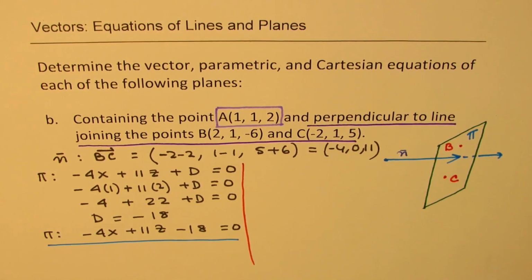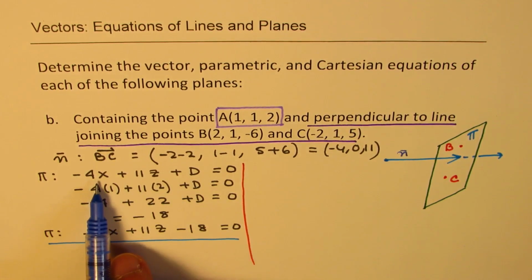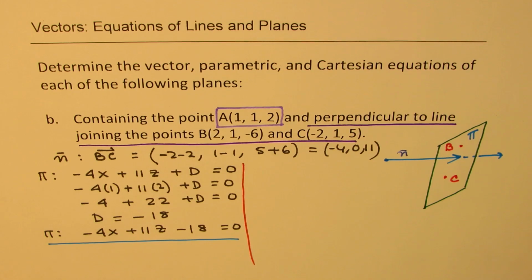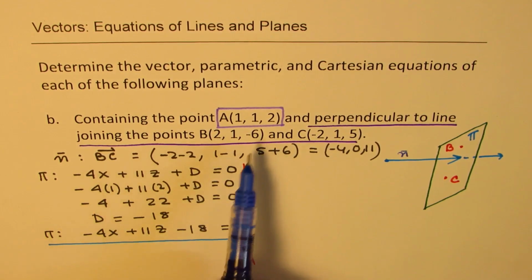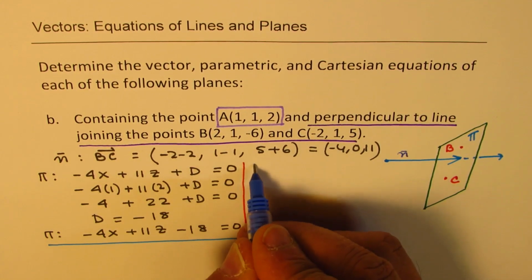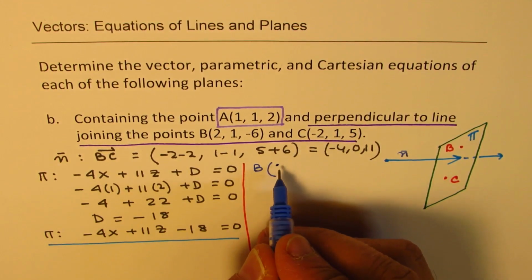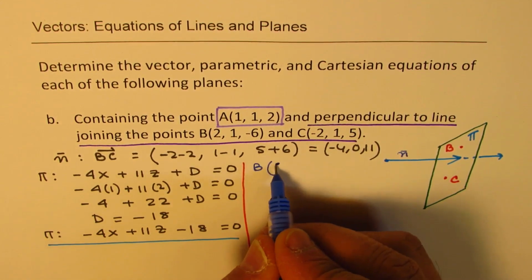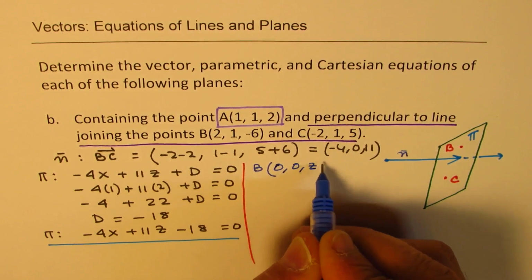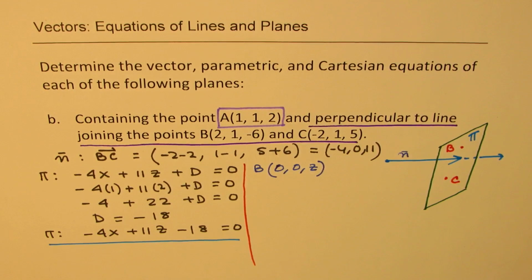The best way to find points is to use the equation and take some convenient points. You get my idea, right? So what we could do here is place 0 for x, for example, and 0 for y. So let's say that the point B for us is 0, 0 and z, and we'll find z using this equation. Is that clear to you?